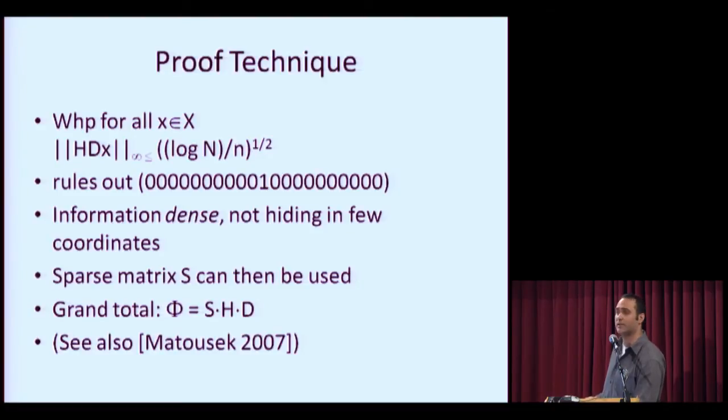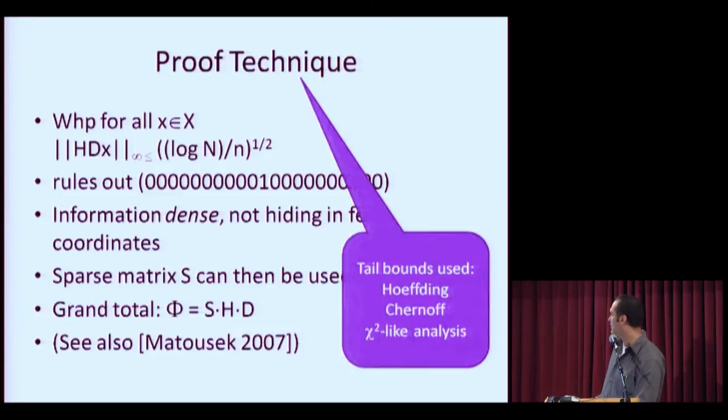Matoušek also analyzes this transformation and shows some related lower bounds to this. Very nice paper. The main probabilistic techniques used were really the ones that you study, say, in a first course in randomized algorithms. We would use tail bounds, Hoeffding and Chernoff, and maybe something related to chi-square, but not more complicated than that.